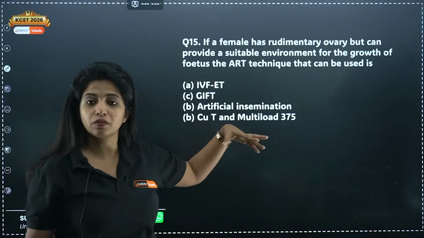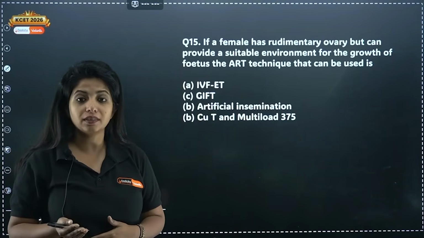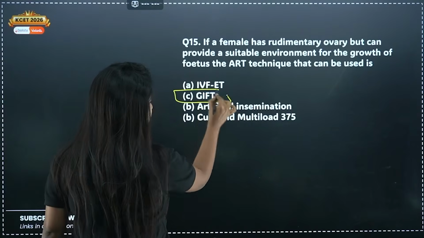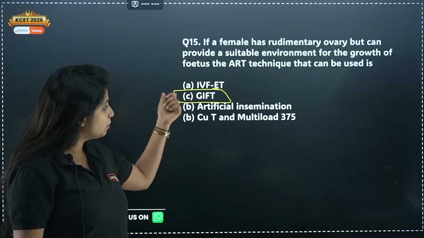In vivo fertilization we'll be having. Fertilization can happen inside the body. You just need to give the gametes. So gametes can be transferred with the help of GIFT, that is gamete intrafallopian transfer. Okay, so this would be your answer.